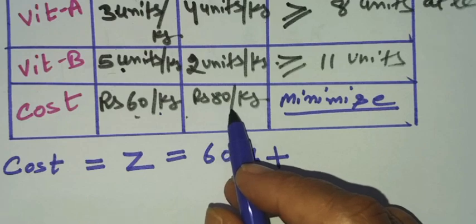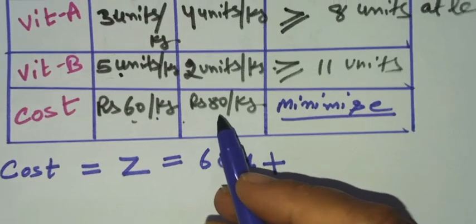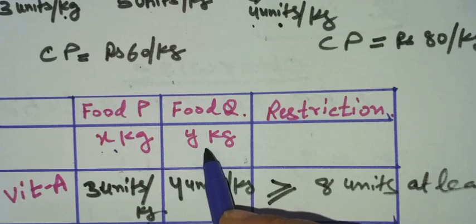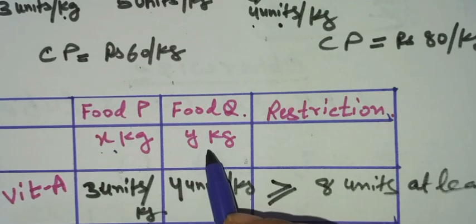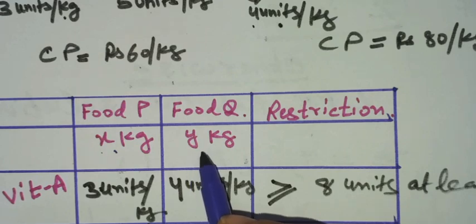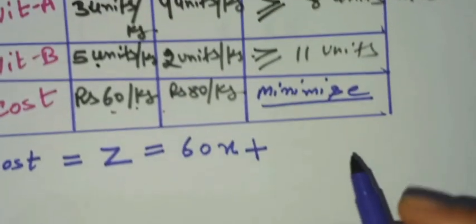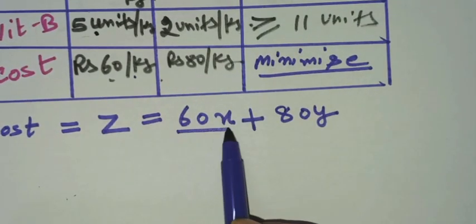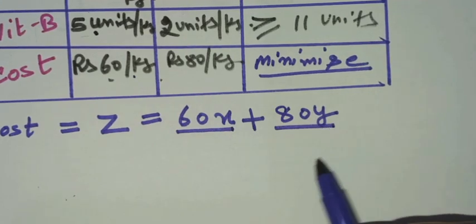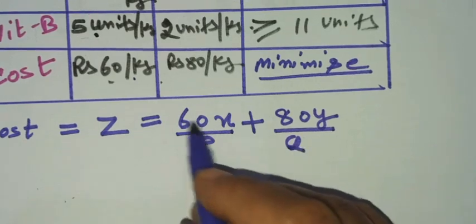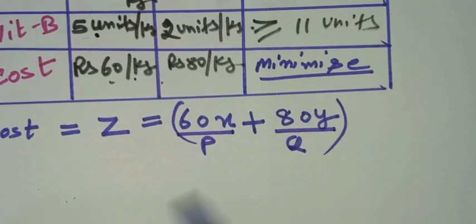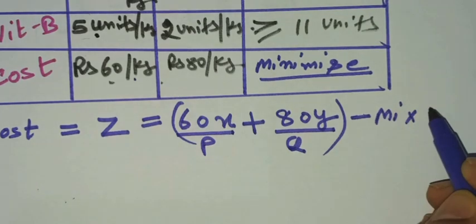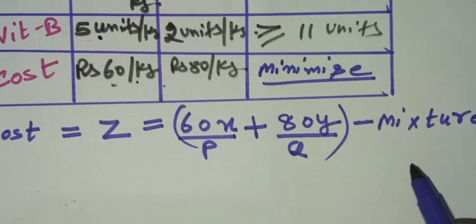Cost of 1 kilogram of food Q is 80 rupees, but we are mixing y kilograms of food Q. So cost of 1 kilogram is 80 rupees. So cost of y kilograms will be how much? 80y rupees. So this is the cost of food P, this is the cost of food Q, and this total is the cost of the mixture that we are going to form.